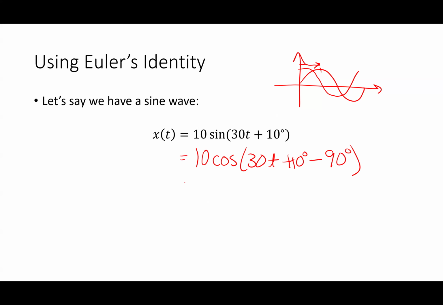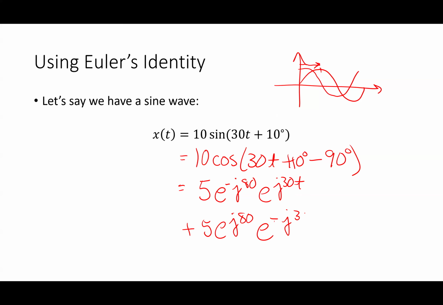Then I would just approach this just like I did before. Right? So I would end up with 5 e to the negative j80 times e to the j30t, plus 5 e to the j80 times e to the negative j30t.